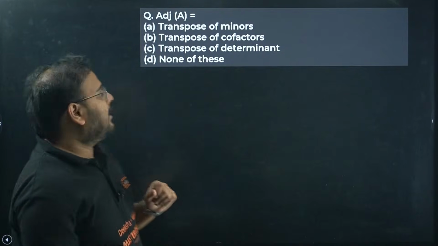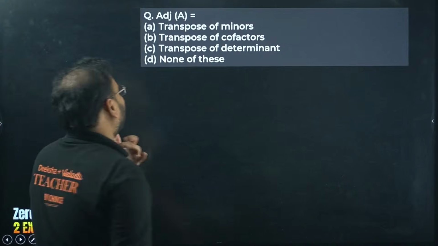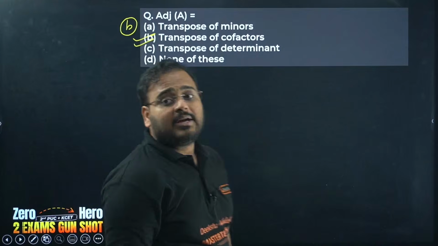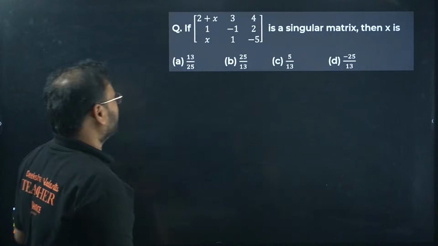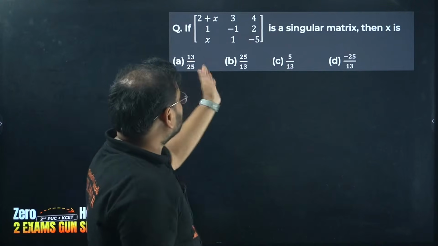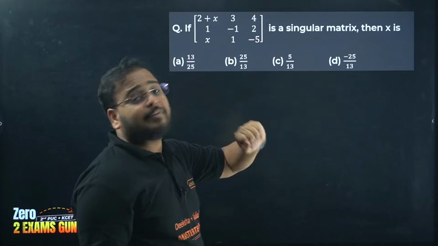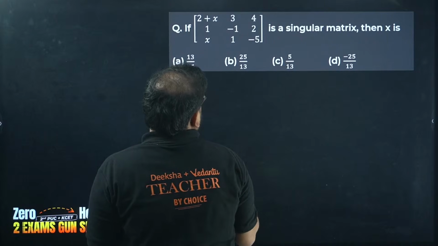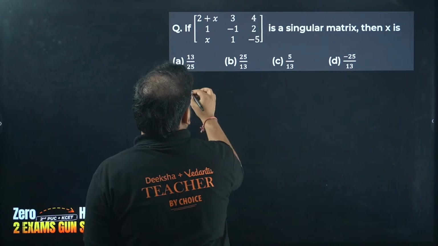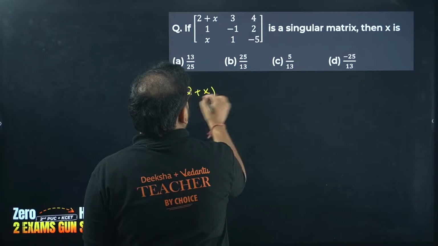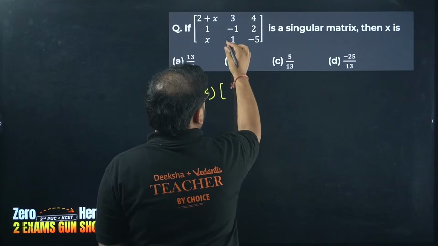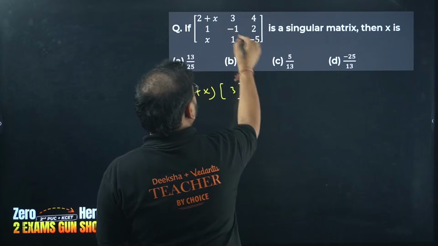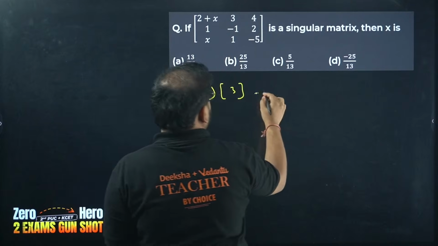Adjoint of A is what? Transpose of the cofactors. Definition again, B. Yeah, important for PU2 basis. This question is saying that it's a singular matrix, then what is the value of X? Singular means determinant is 0. Just find that. Determinant of this will be 0, which means we'll have 2 plus X. You'll have over here this as 5 minus 2. So 3, check here. 5 minus 2 is 3.